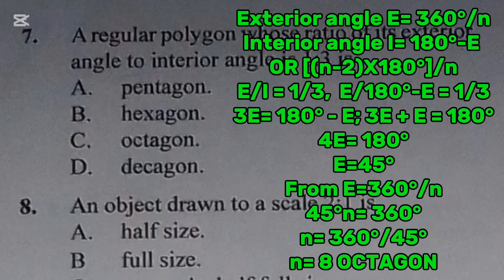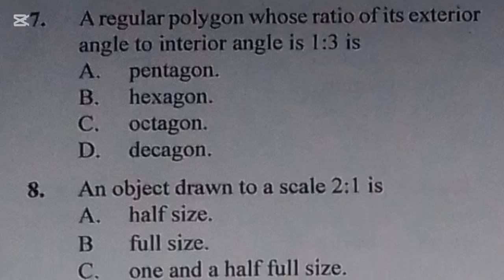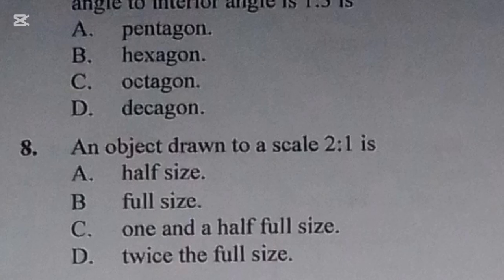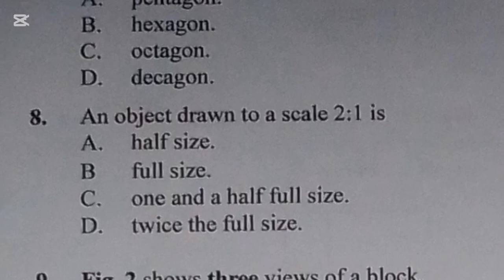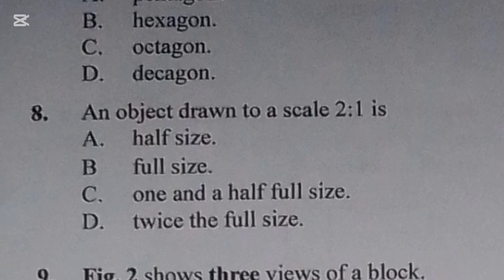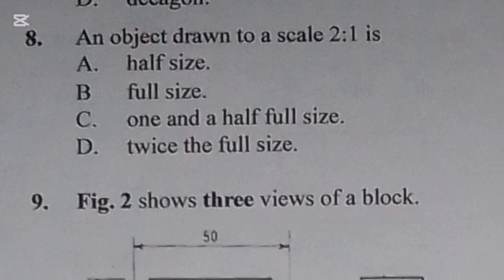So that will give us 8 sides, and an 8-sided polygon is an octagon. It's as simple as the calculation I have highlighted here on your screen. Now question 8 quickly. An object drawn to a scale 2:1 is what? Is it half size? Is it full size? Is it 1.5 full size, or twice the full size? The correct answer is D, twice the full size.